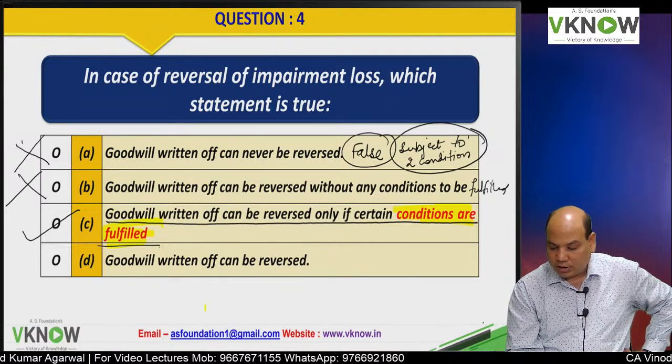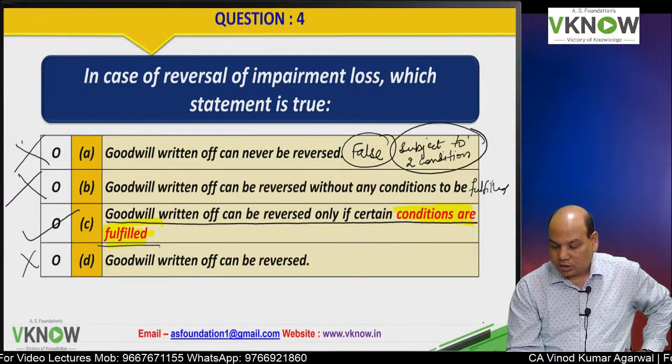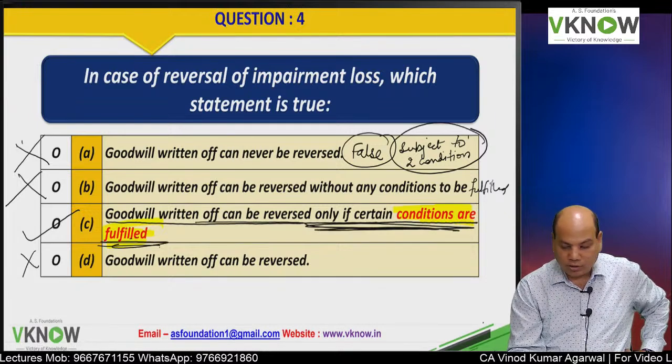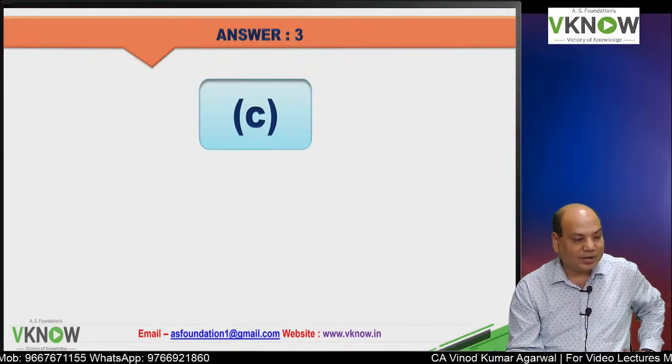So third one is the right answer. And the last one, goodwill written off can be reversed. The answer is it is not a general statement. It can be reversed only if certain conditions are fulfilled. So option C is right. Okay, option C tick mark.